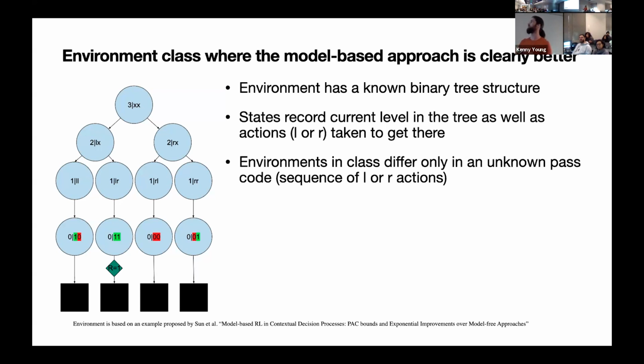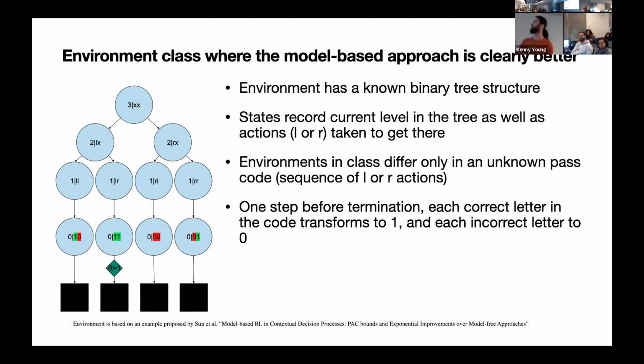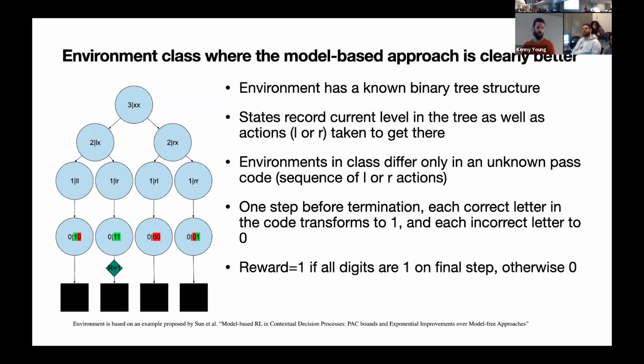And then the environments in this class differ only in an unknown passcode. So it's basically a sequence of left or right actions. And then on the step before termination, essentially each correct letter in that passcode transforms into a 1, and each incorrect letter transforms into a 0. So the agent's also getting this extra information saying which specific letters in that passcode were correct and which specific letters were incorrect. And the reward is basically going to be 1 if all digits are 1 in the final step, meaning that every digit of the passcode was actually correct for the specific environment instance, and otherwise it's going to be 0.